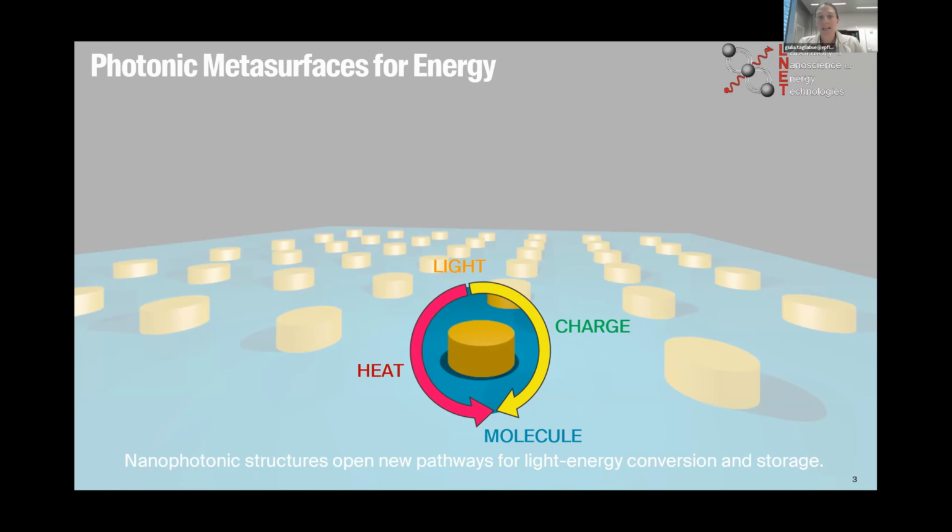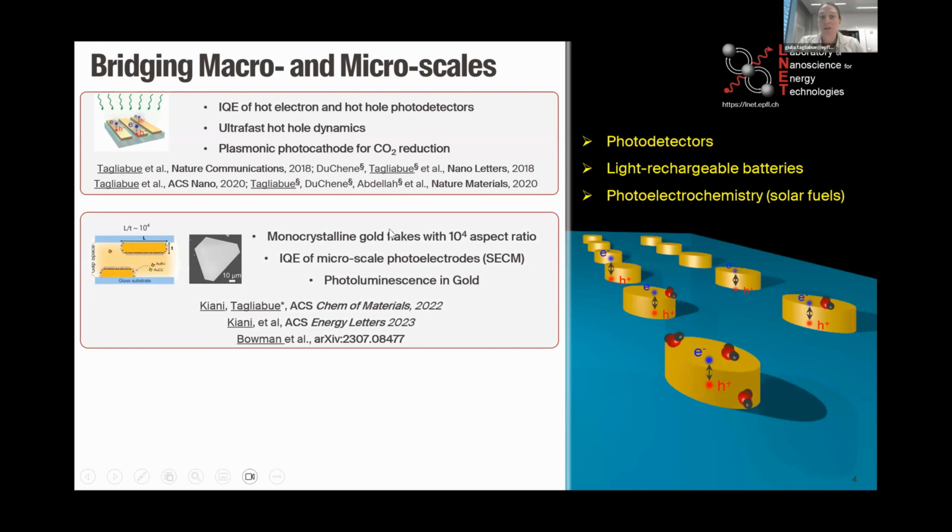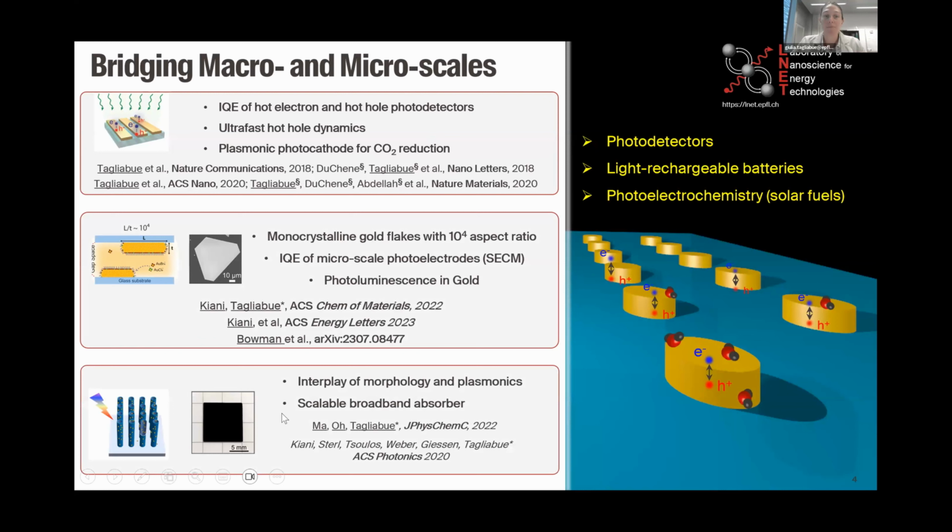And so on the right-hand side of the light path, obviously we have some obvious applications in photodetectors, light rechargeable batteries, and photoelectrochemistry. But one of the interesting things one can do is switch the material composition and think of using metals for these applications rather than the traditional semiconductors. And this has really been one of our focuses: understanding how to use these hot carriers, their fundamental properties, their role in photoelectrodes, their role in photoluminescence from gold, and then in upscaling devices, and how broadband absorbers can exploit them.